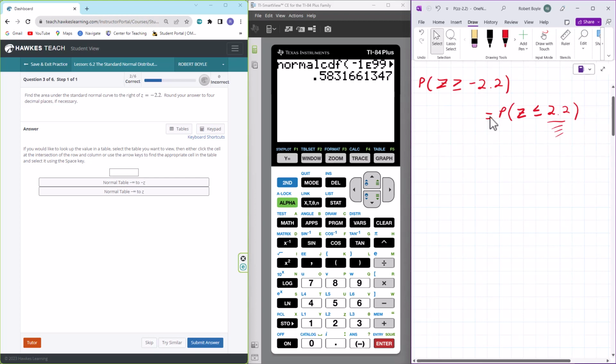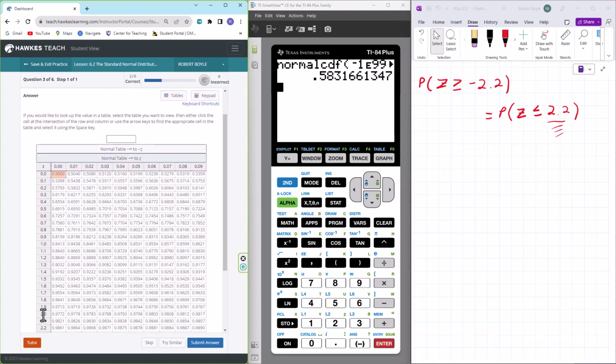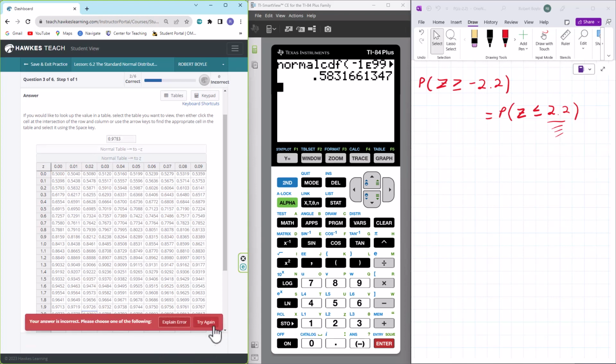So we want to look up the area to the left of 2.2. That's going to be this value right here. Find 2. There it is. 0, 1, 2. That should be our answer. And I made a mistake. What was my mistake? Let's just take a look at that one more time. Oh, I know what my mistake was.